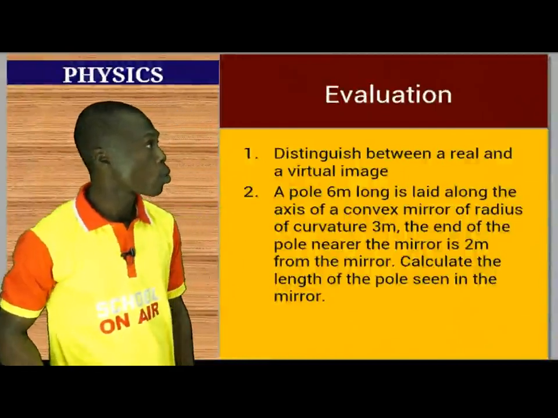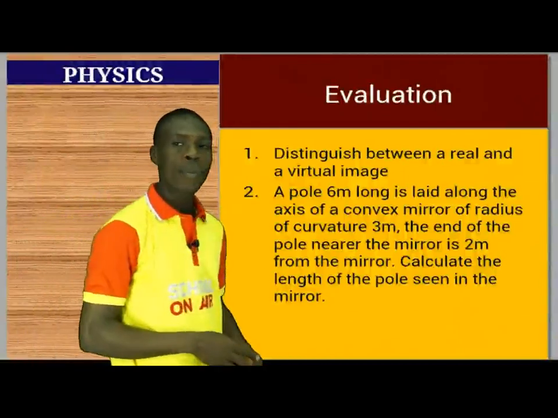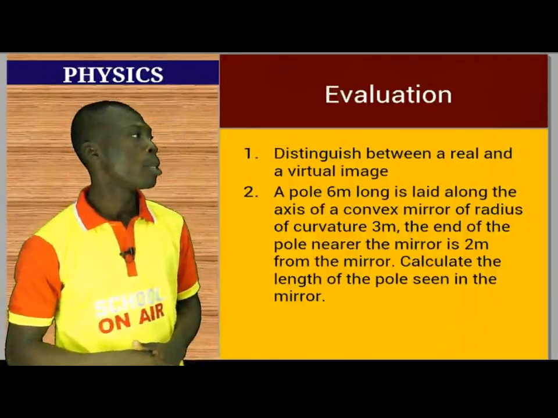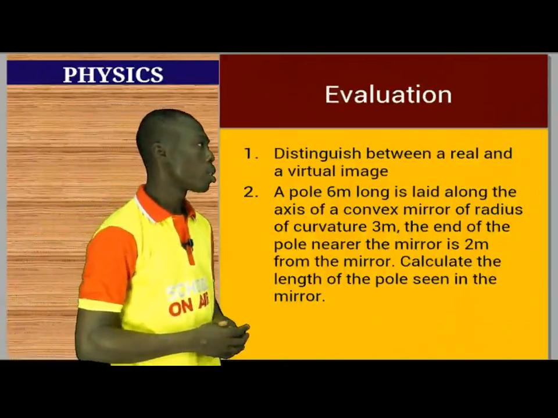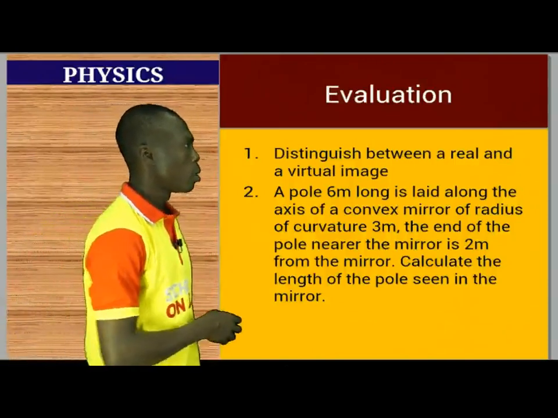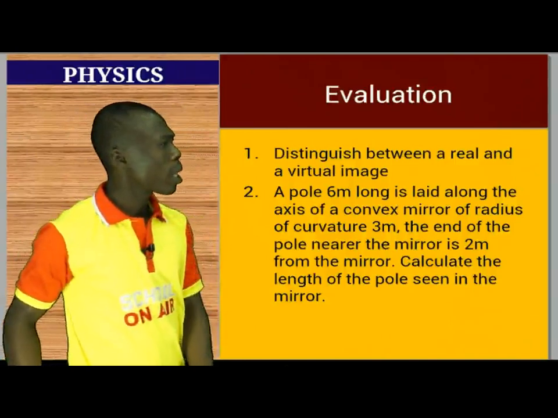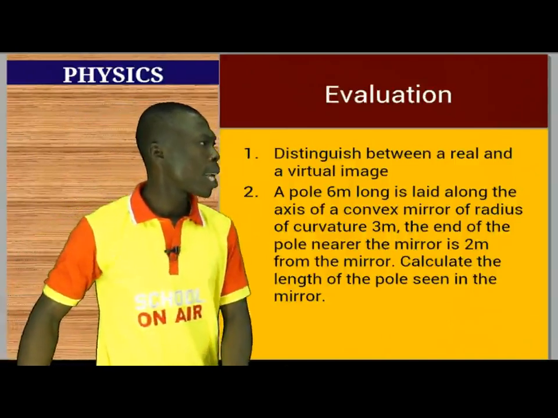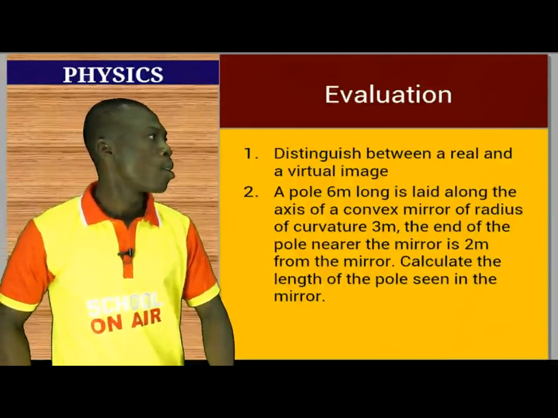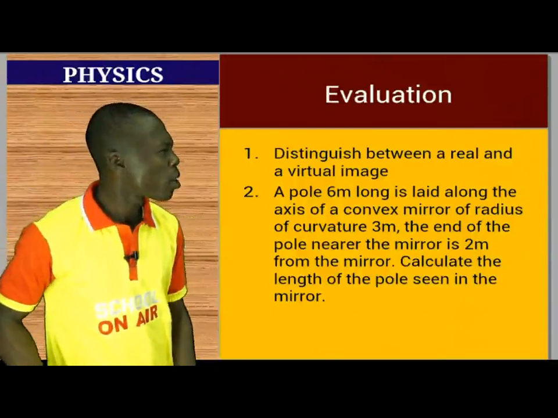First one is asking you to distinguish between a real and a virtual image. We've talked at length about that today, so try and do it on your own. Distinguish between a real and a virtual image. And then 2, a pole 6 meters long. Take a look at this. A pole 6 meters long is laid along the axis of a convex mirror of radius of curvature.